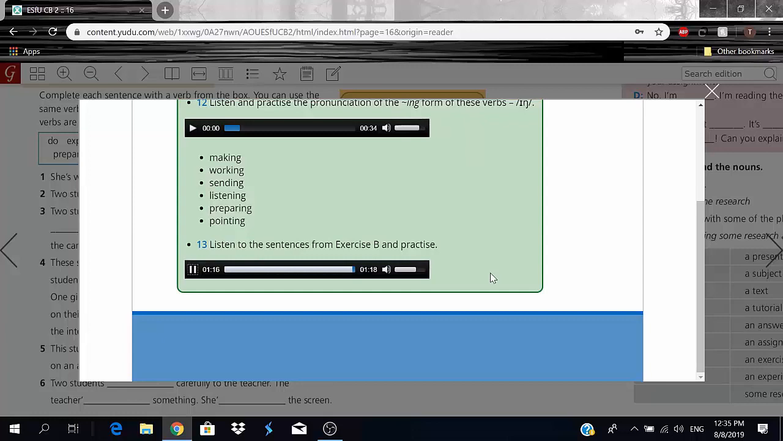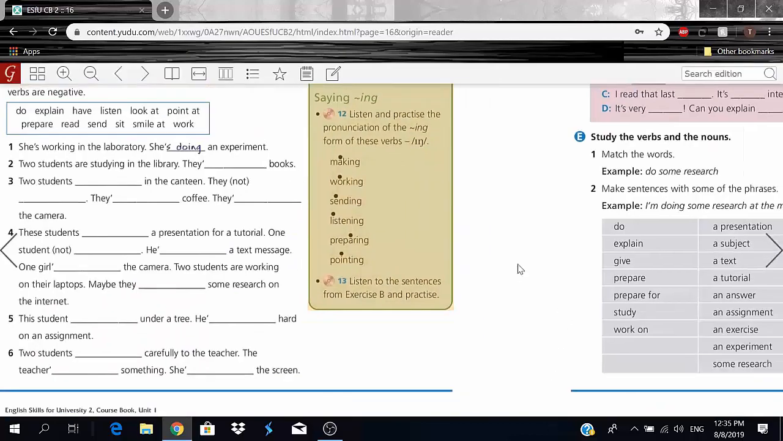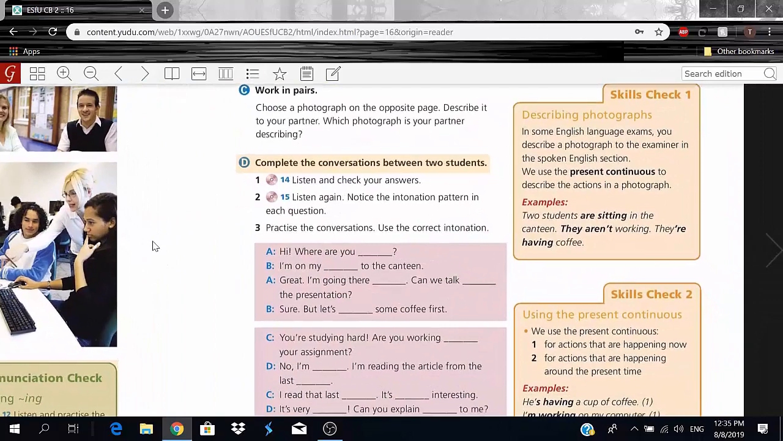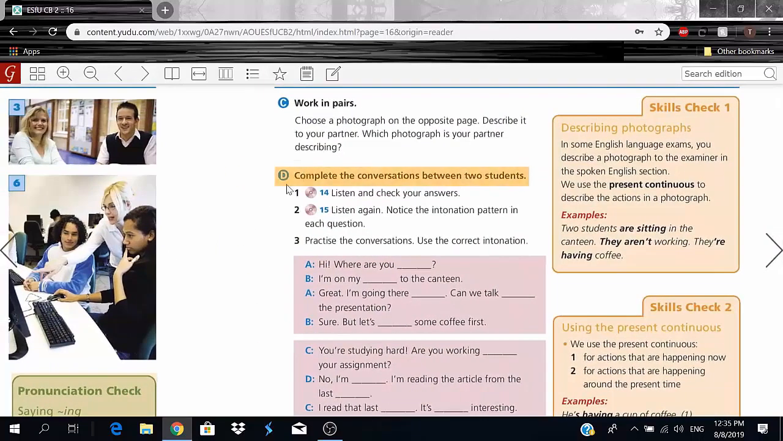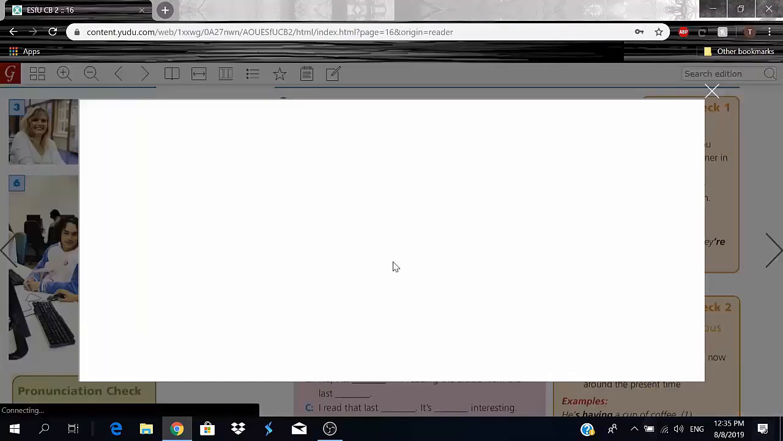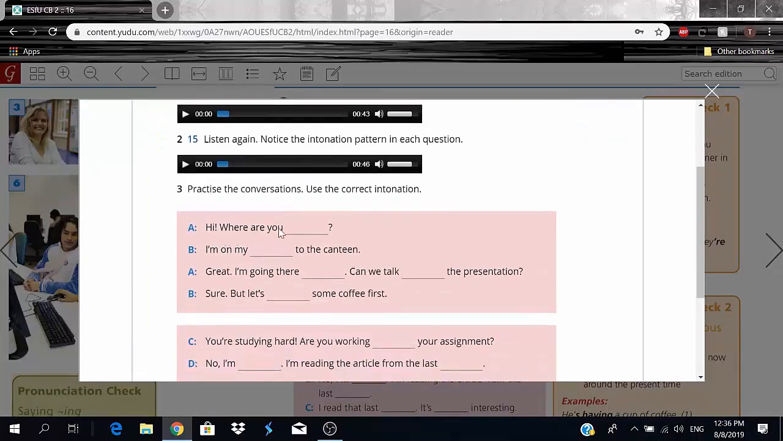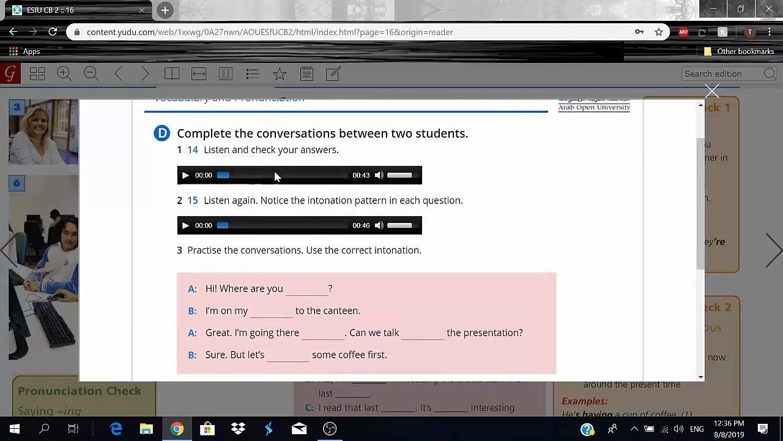Alright, it seems that our answers are correct for the most part. So now let's move on. What do we have next? Okay, so here we have exercise D. Complete the conversations between two students. We're gonna hear a conversation, or maybe two conversations between two students. So, hi, where are you, dash. First we're gonna have to listen to check our answers, or basically to just find our answers anyway.